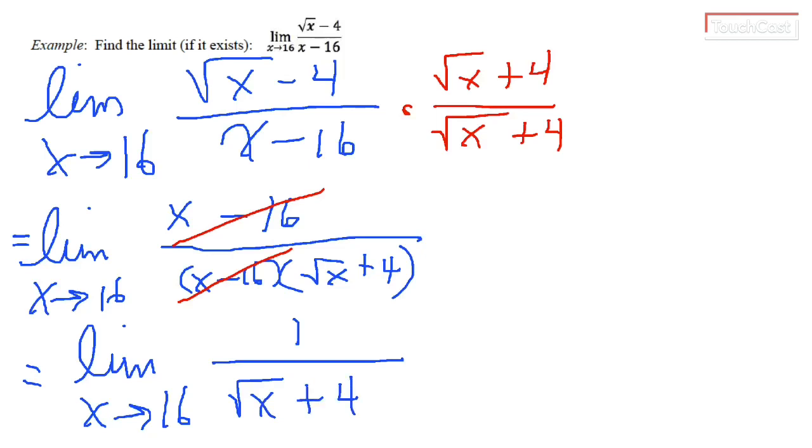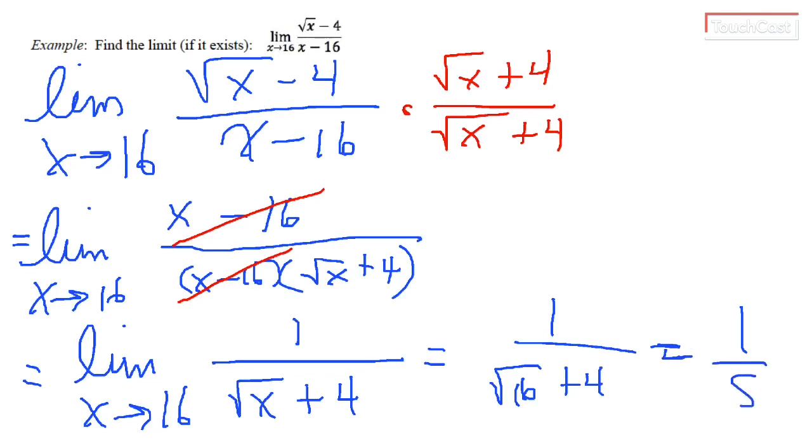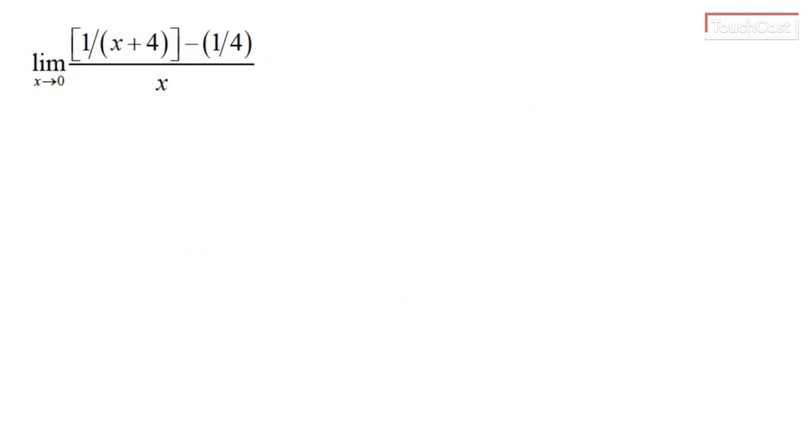Now if I substitute 16 for x, I have no problem. So I can take that limit off. This is going to be 1 over square root of 16 plus 4, which is 1 over 4 plus 4, which is 1 over 8. Final answer. All right, one last example here.